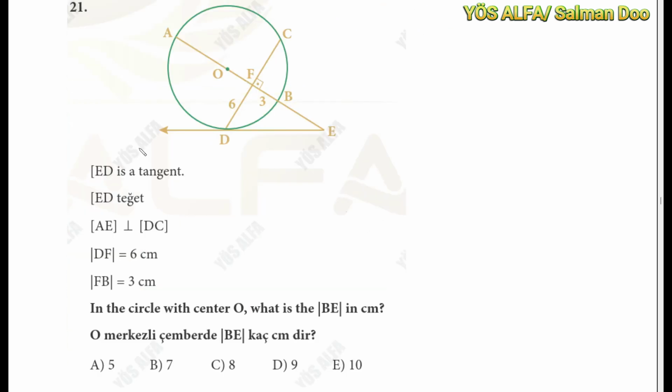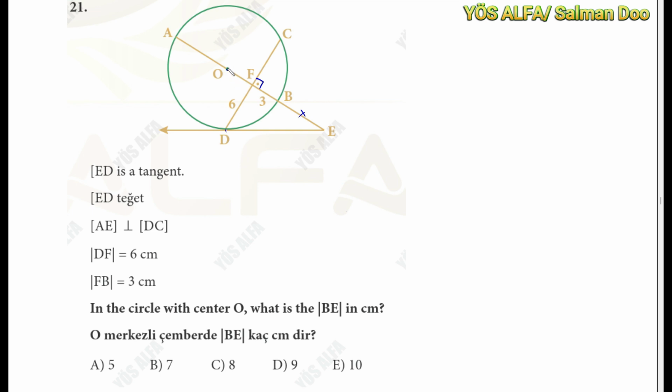Number 21. ED is a tangent. It's given in the figure. And AE is perpendicular to DC. It's also given here. And DF and FB are given to be 6 and 3. So what is BE? Given that O is the center of the circle. Let's say BE is X. So we'll first start from here.